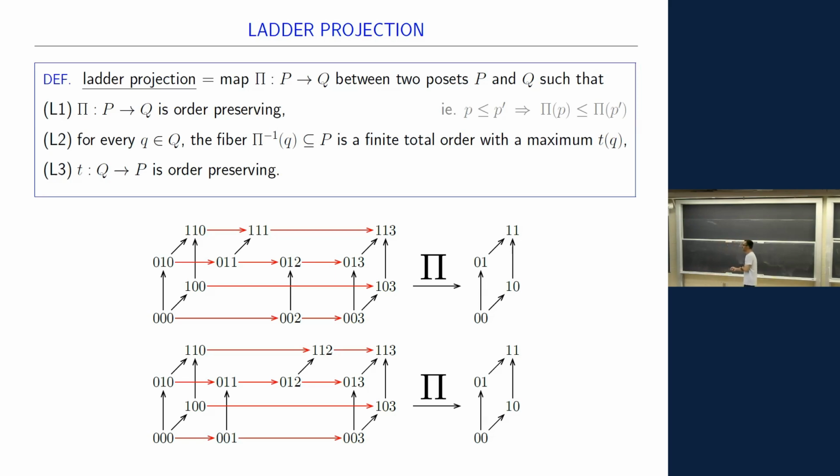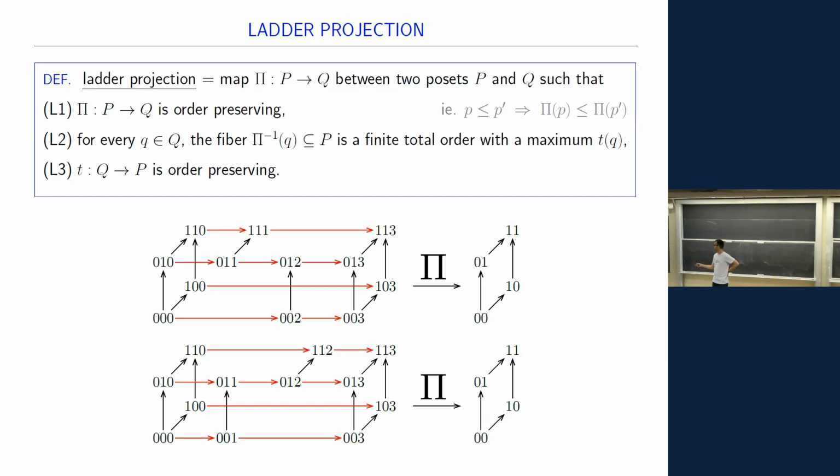Then the main condition is L2. I want that the fiber of any element in Q is a finite chain whose maximum I call T of q. That's the main condition and the reason why I call it ladder. And I want this map T to be order preserving. So those are the three conditions of a ladder projection. Here are two examples of ladder projection.